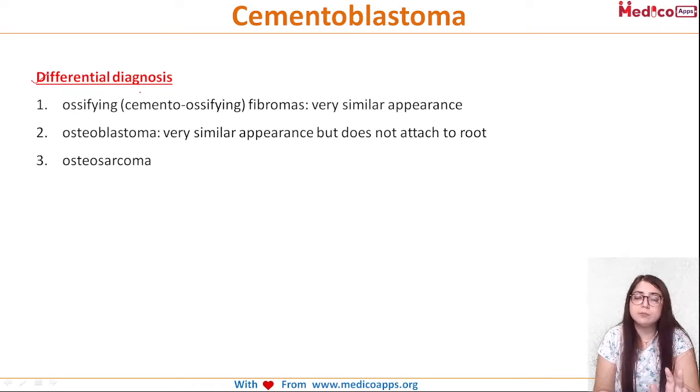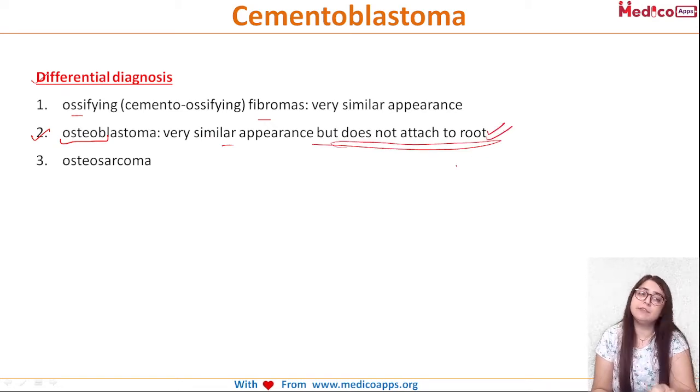For cementoblastoma, the differential diagnoses are ossifying, or you can say cemento-ossifying fibromas, because they have a very similar appearance to that of cementoblastoma. Then osteoblastoma. Osteo means bone. It has a very similar appearance, but it is not attached to the root. So this is the differentiating feature. Then third is osteosarcoma. All these are considered as differential diagnoses for cementoblastoma.